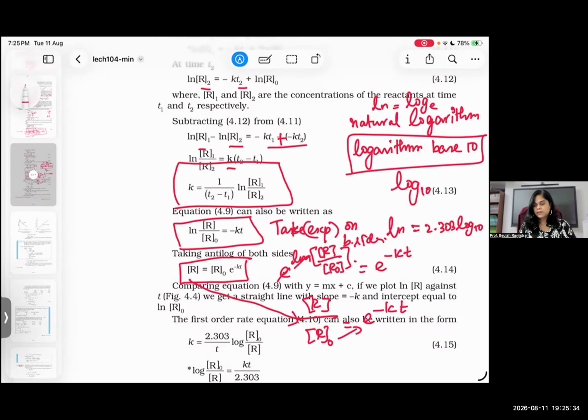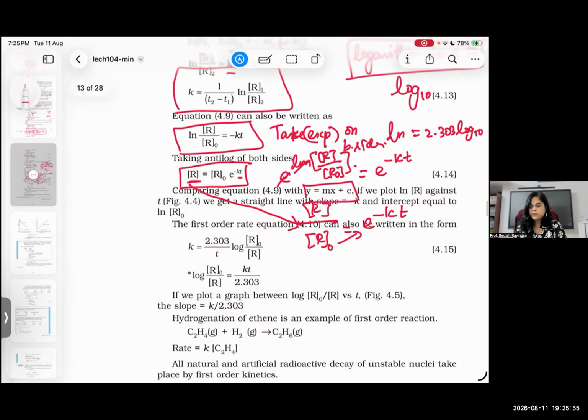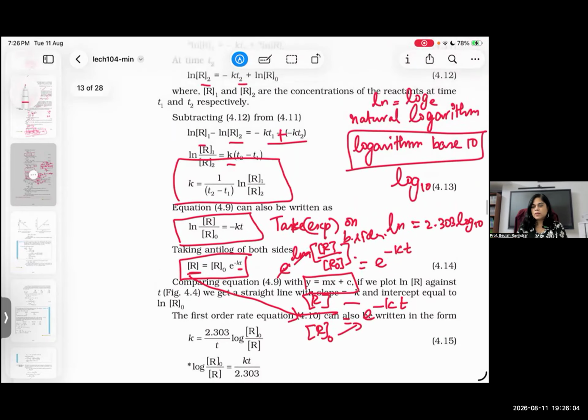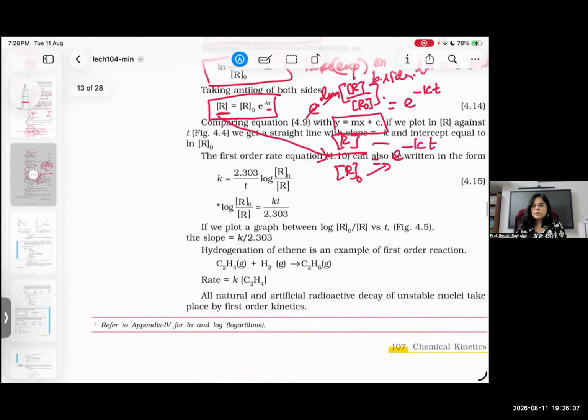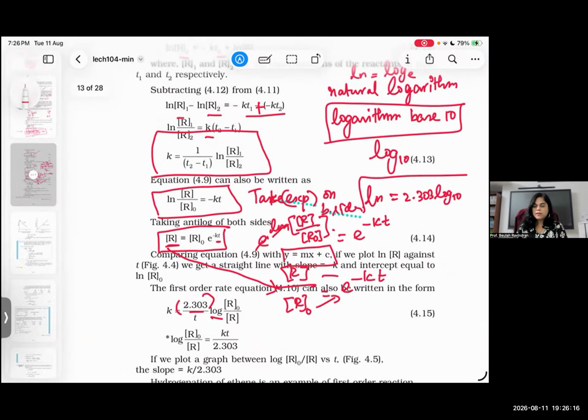So it also looks like y is equal to mx plus c. If you compare this, then we can plot the graph against R and t here. t is in the exponential part, exponential of minus kt, right? R is here. Slope is minus k as usual. You can find this out also. Then what is the first order equation? 4.10. This is the first order equation. There also you can convert ln to log. I told you, if you multiply 2.303 into log, that will be ln. Here it is given.